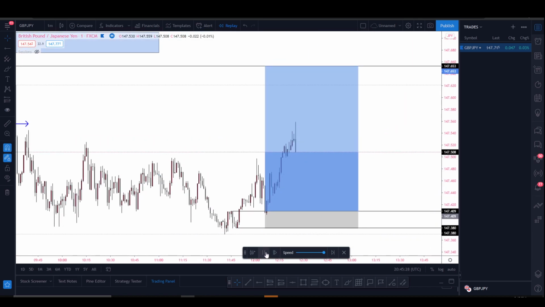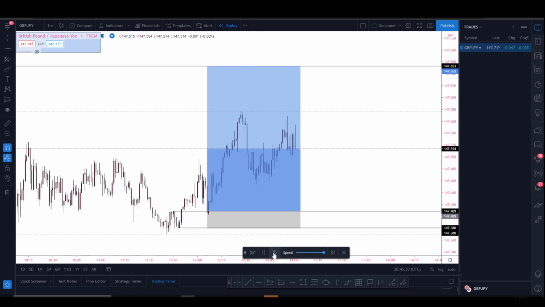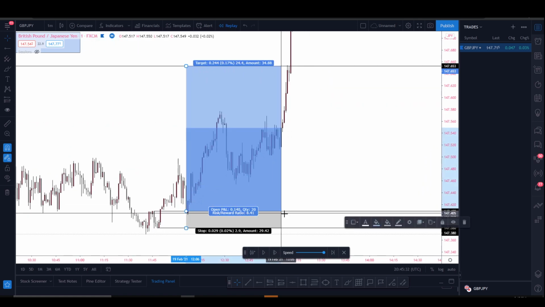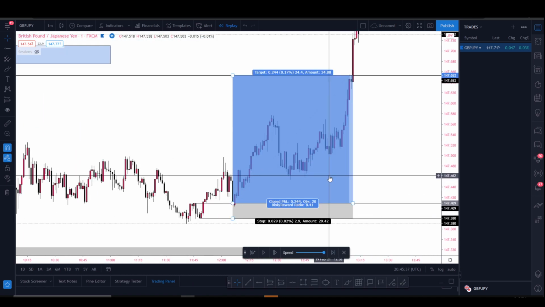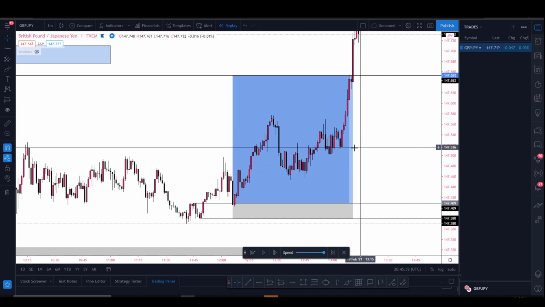So let's see what ended up happening. My market pushes down, and then boom, right over here we push up. So this is how the trade actually ended up going. It was an 8-to-1 risk to reward ratio. Really good trade. Take profits really fast.